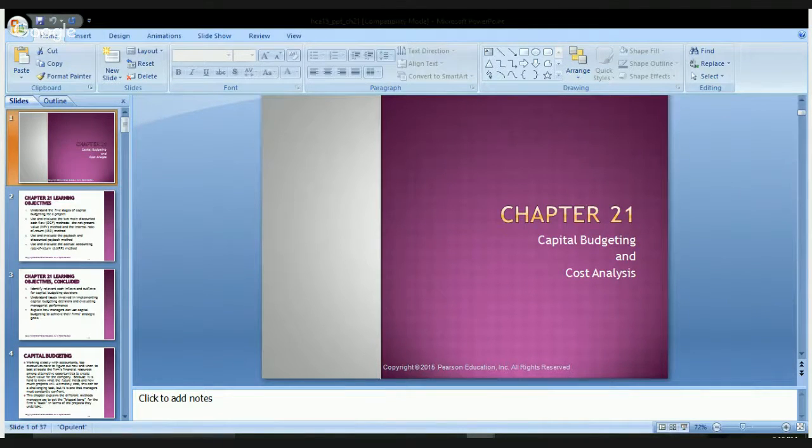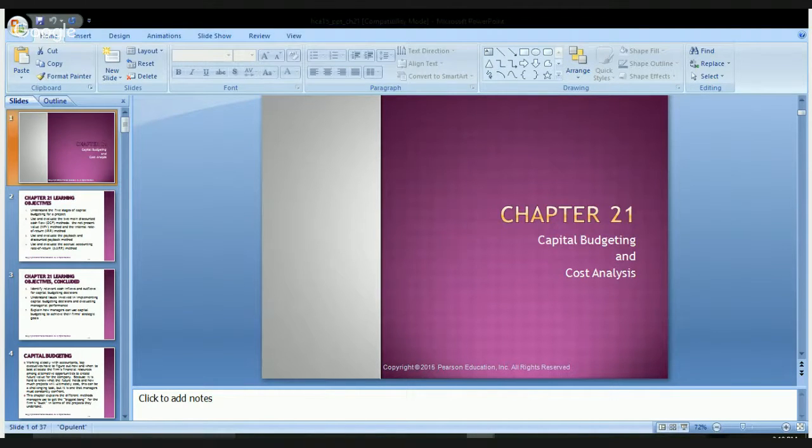We have understanding the 5 stages of capital budgeting for a project, use of and evaluate the 2 main discounted cash flow methods, which are the net present value method and internal rate of return method. Use and evaluate the payback and discounted payback method. Use and evaluate the accrual accounting rate of return method.